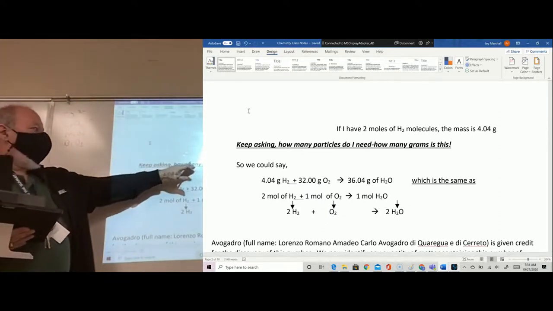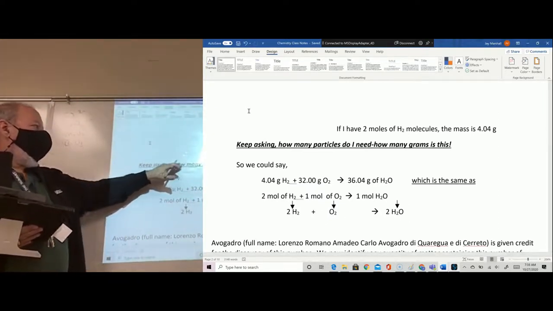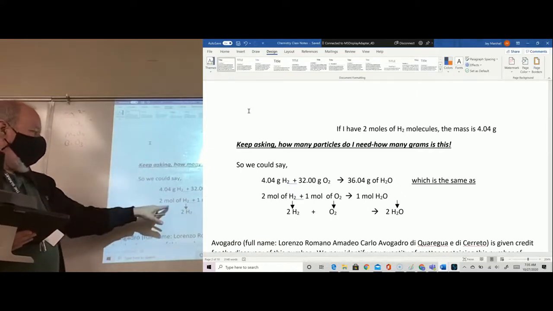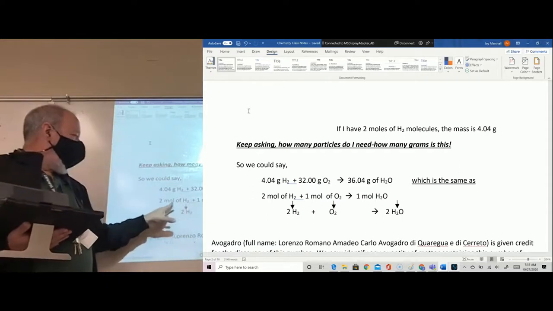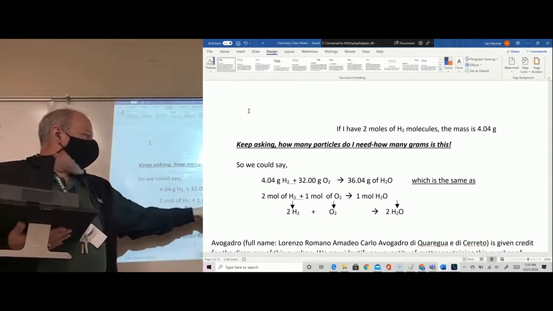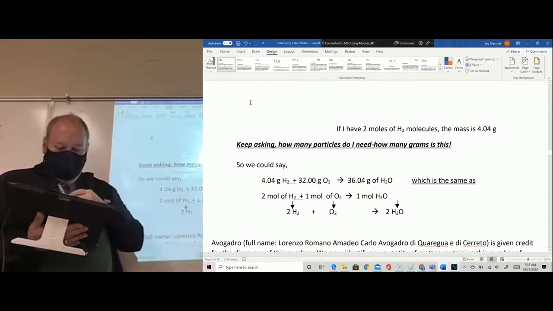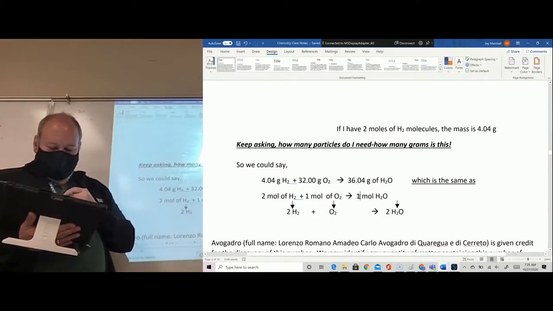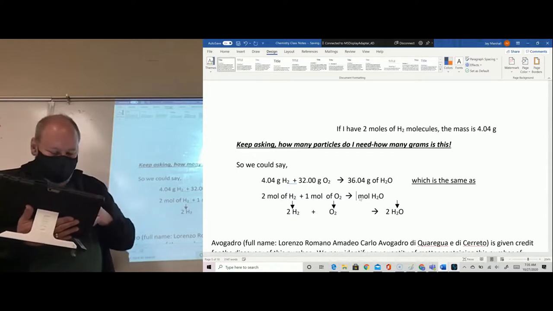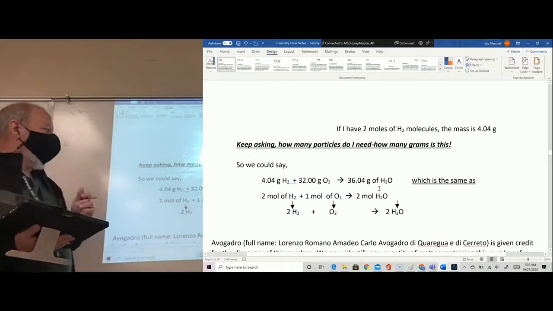So, how many particles do I need? How many grams is this? If I need 2 moles of this and 1 mole of this, that's wrong. I should get 2 moles of water. Change that to 2 moles of water in your notes.